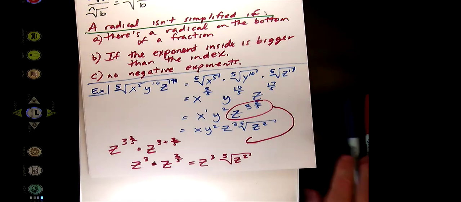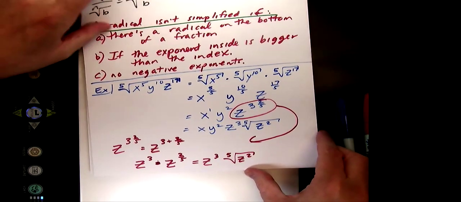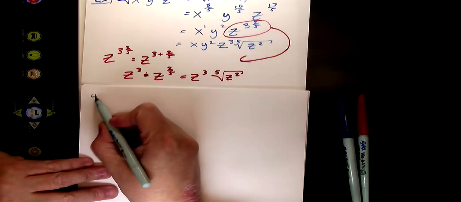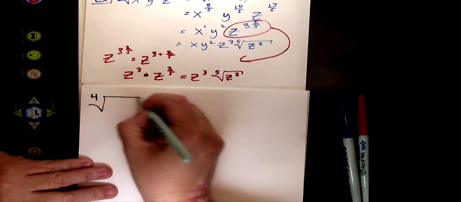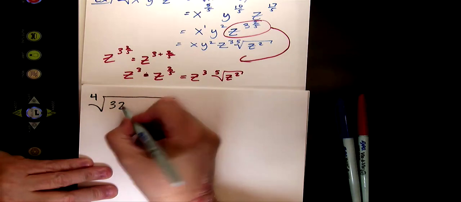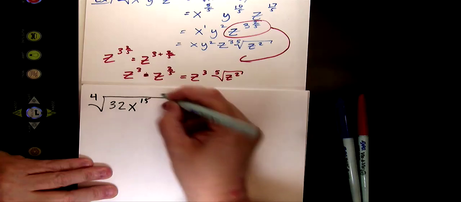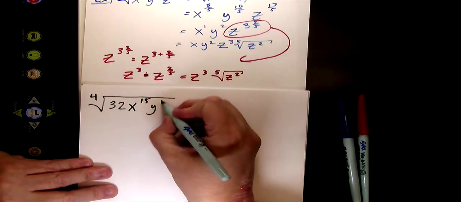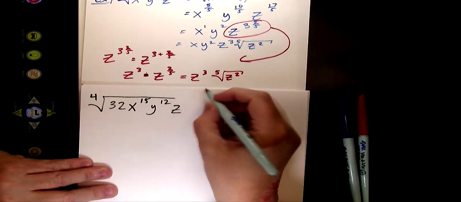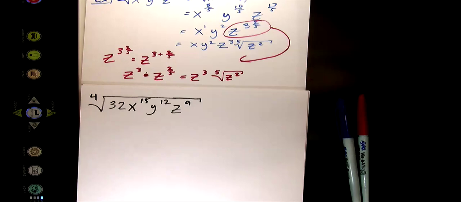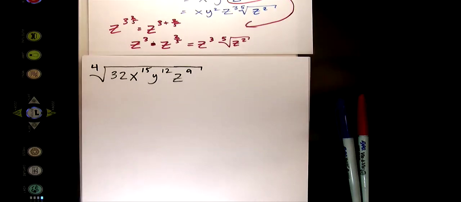You guys ready for one? Yeah. Do the 4th root of 32 x to the 15th power, y to the 12th power, z to the 9th power. Simplify that. And while you're doing that, I will look up PreCalc B for you. Summer PreCalc B.